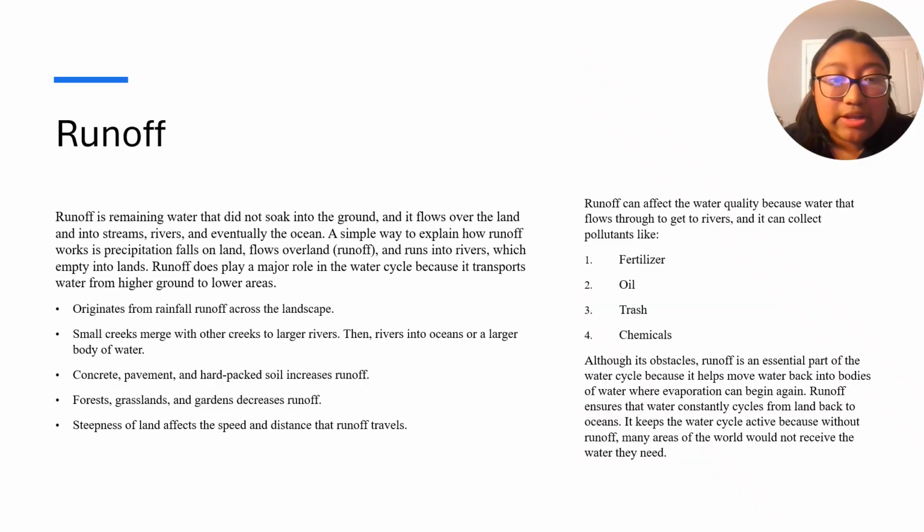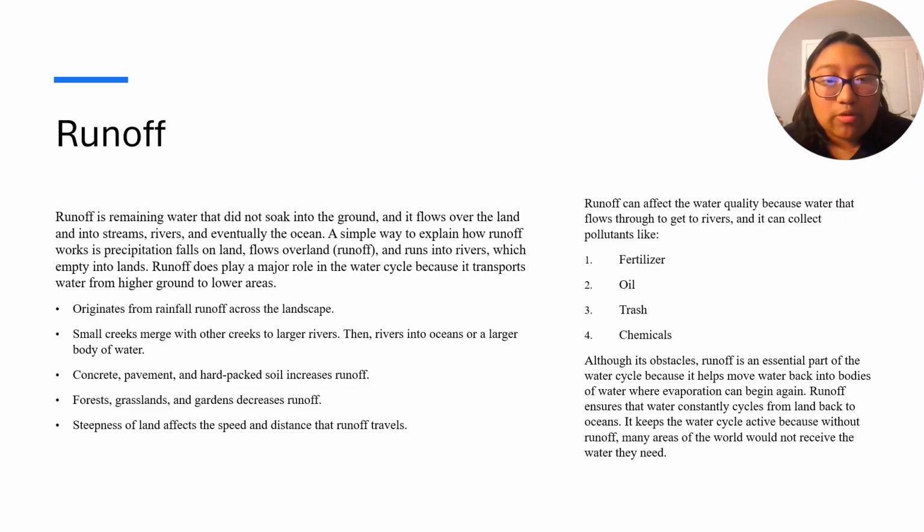Runoff is remaining water that did not soak into the ground, and it flows over the land and into streams, rivers, and eventually the ocean. A simple way to explain how runoff works is: precipitation falls on land, flows over land as runoff, and runs into bodies of water. Runoff plays a major role in the water cycle because it transports water from higher ground to lower areas.